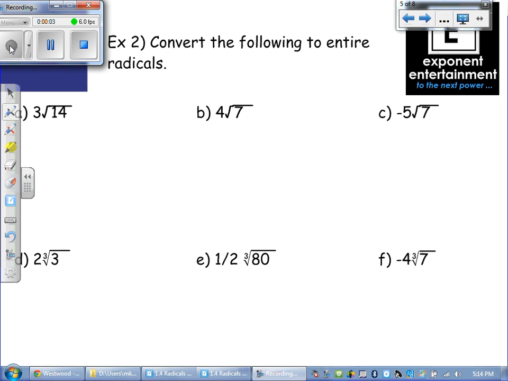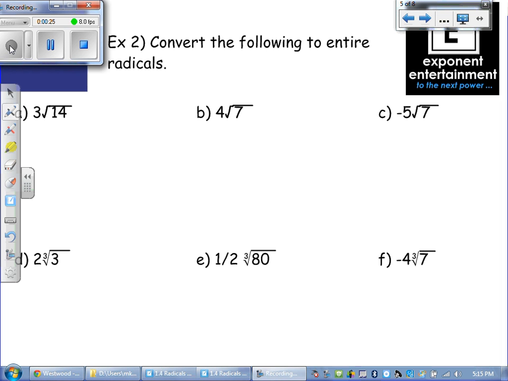Okay, this video that we are taking is not actually a lesson being done in class, so there will be no questions being given or asked. When we did this lesson, remember that the recording didn't work. So this is me simply going over how to actually convert mixed radicals to entire radicals.